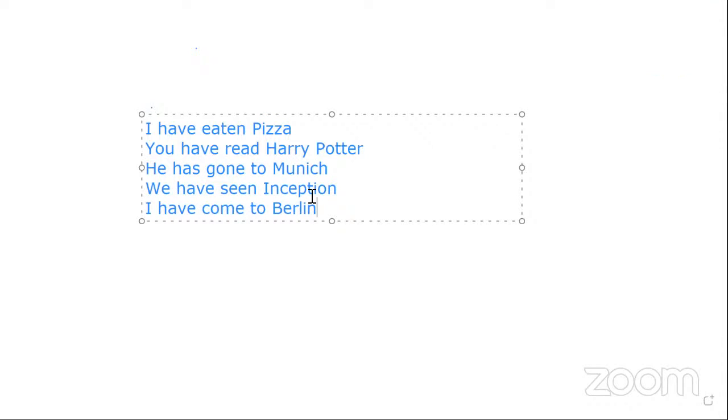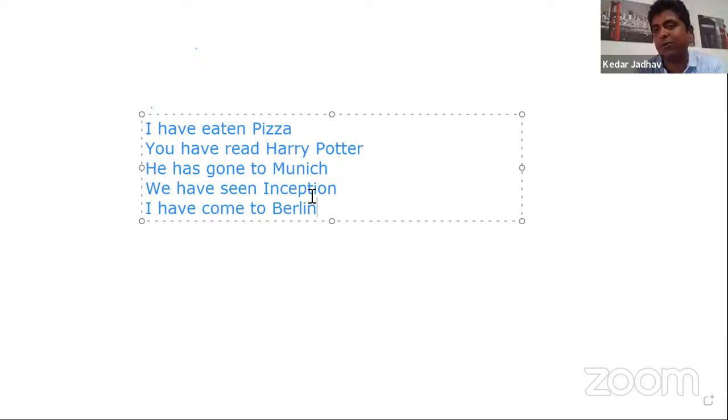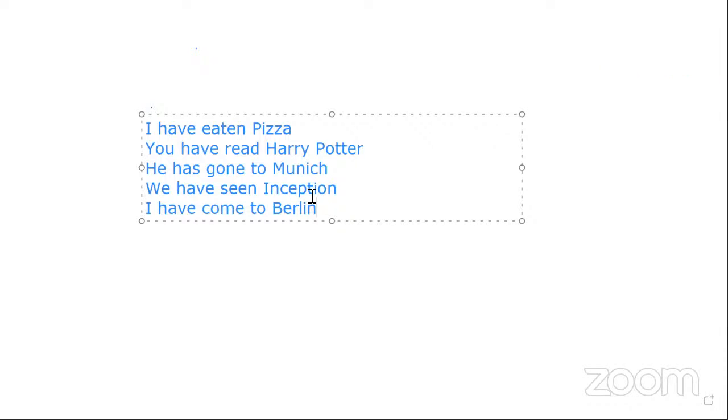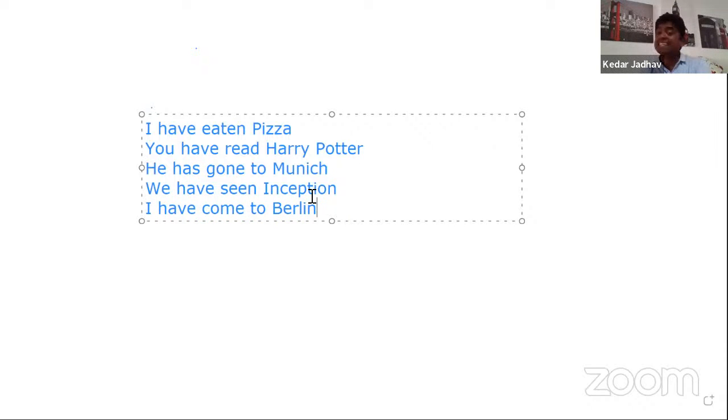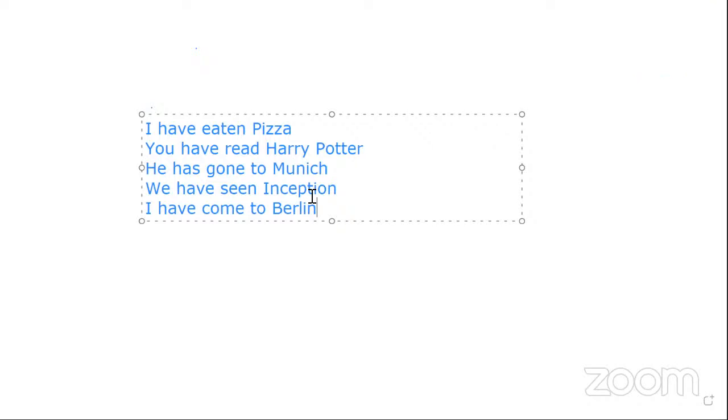So, I have eaten pizza. Ich habe Pizza gespielt. Why would you play with pizza? Gegessen. That is different. Sorry. Gegessen, right? Again, as I said, the important thing is logic. Grammar is secondary, right? Ich habe Pizza gegessen. Very good.